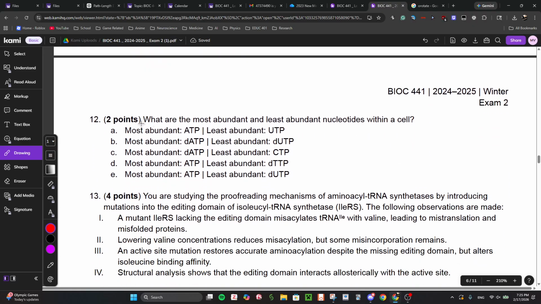What are the most abundant and least abundant? Come on, gang. Surely we know this, right? Most abundant for sure is ATP, right? You literally use it for energy. I sure hope it's the most abundant one. So we can eliminate anything that says this. The least abundant one might get a little bit tricky. But you should never have DUTP, right?